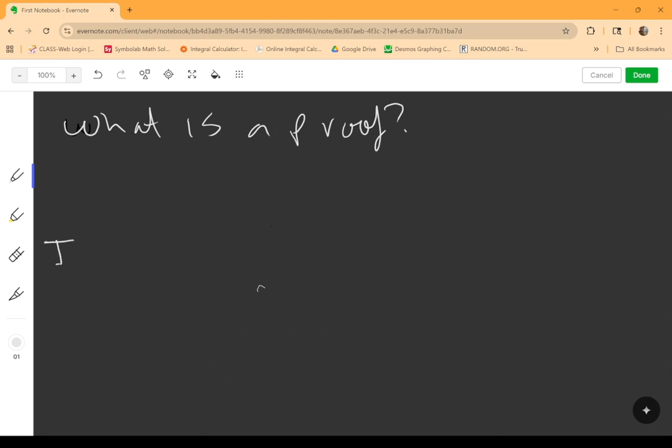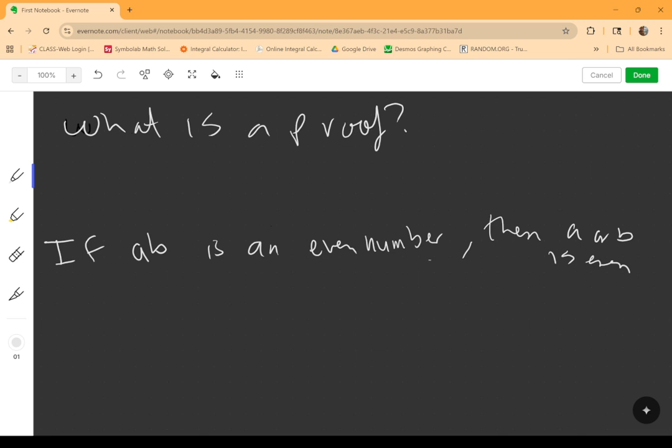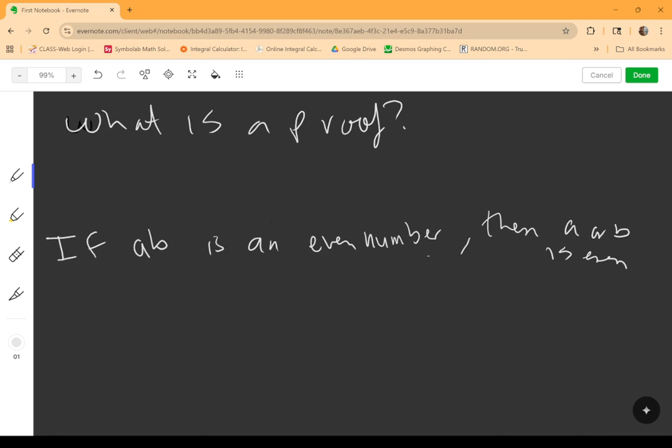So here's an example. For now we won't go directly into the proof, but just to get an idea of the type of questions we'll be asking. If AB is an even number, then A or B is even.